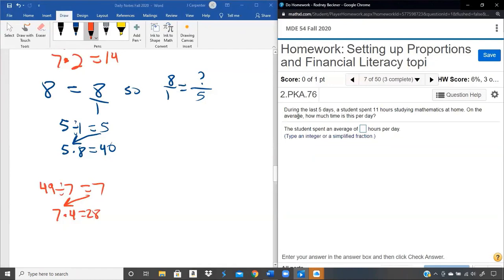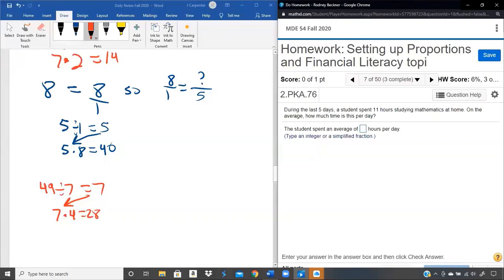So average means in general you're adding up a bunch of different things and dividing by the number of things, but this is a little different because they're giving you a total amount over a span of time. It's not a bunch of different individual amounts. So instead, the basic idea, especially since they say per day, is to divide these.